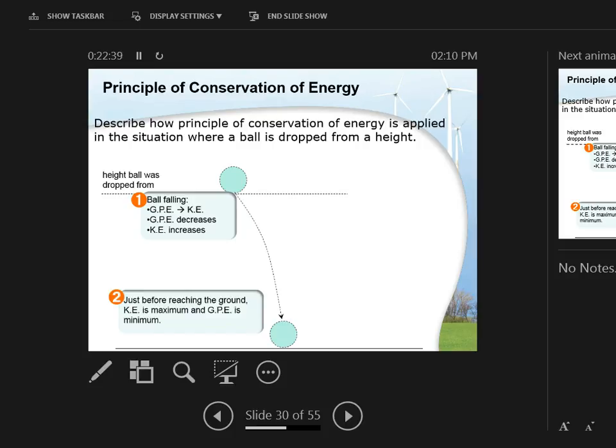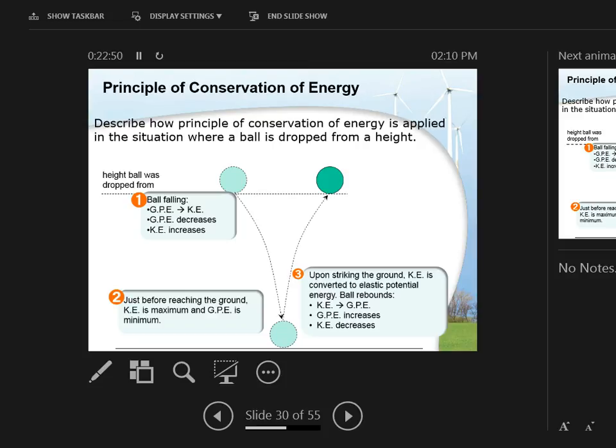So just before hitting the ground, kinetic energy is maximum. Just before it hits the ground. And then your gravitational potential energy is the lowest. Upon striking the ground, the kinetic energy is converted to elastic potential energy. Go and Google, go and find YouTube of tennis ball or any balls that are bouncing in slow motion. Okay, you will see that the ball will be deformed. It will look like it's being squashed when it strikes the ground. Then after that, it regains its shape and then it bounces out. Okay, go and find the video online yourself.